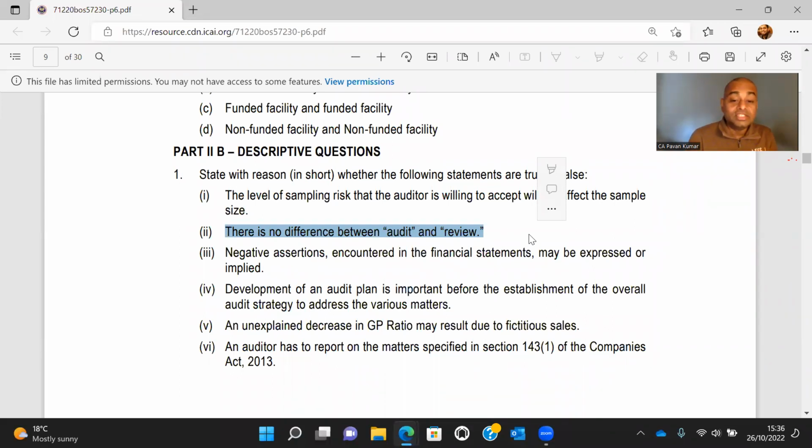Okay, second one. There is no difference between audit and review. Our shameless people will write the answer. No. Audit starts with A, review starts with R. Not only this, the ending also is different. Audit ends with T, review ends with W. That is the reason audit and review are different. And you will get a big zero. That zero will come in your exam. Shameless people.